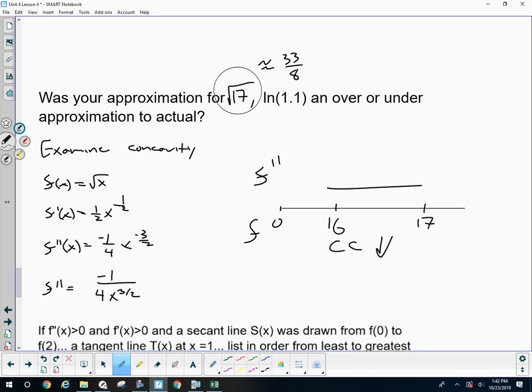Now, I don't want you to memorize what we produced earlier. I want you to be able to draw a picture. If you have a concave down function and you have a tangent line, would your approximation on your tangent line be over or under the actual value on the function? Figure that out. Will 33/8 be an over or under approximation, knowing that the graph of the square root of x is concave down? Go, discuss.